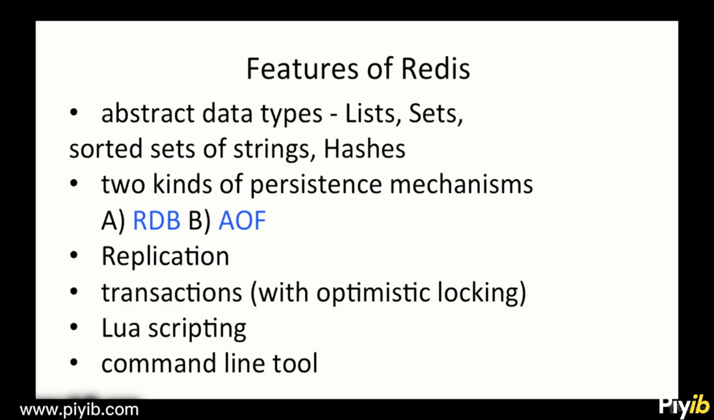Features of Redis: abstract data types, lists, sets, sorted sets of strings, hashes. Redis has two kinds of persistence mechanism, one is RDB and another is AOF. I'll discuss RDB and AOF in a later slide. Redis has an amazing replication mechanism. The transactions in Redis have optimistic locking, Redis supports Lua scripting, and Redis has an amazing command line tool.